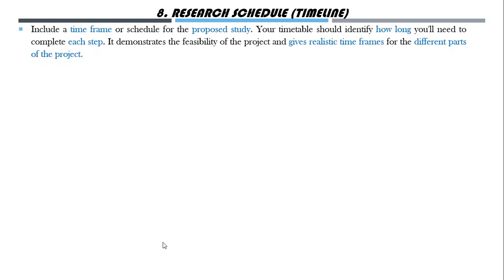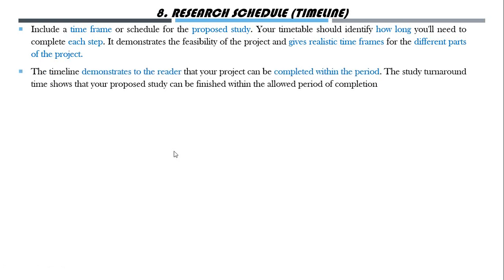So let's go to the research schedule or timeline. This part mainly indicates how you will use the available time in conducting your proposed research. It's like a timetable which shows how long each component of your research will take. It demonstrates to the reader that your project can be completed within the available time.